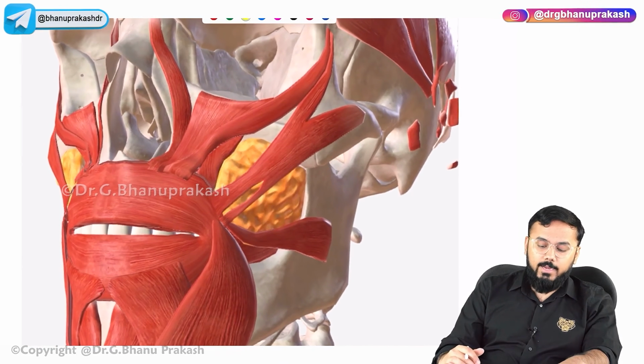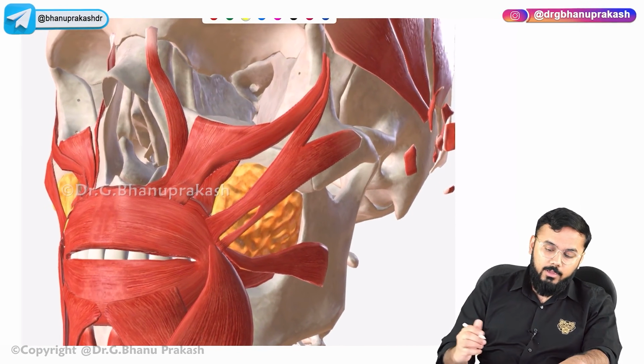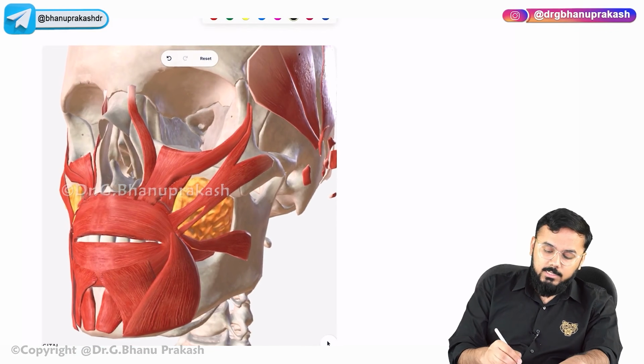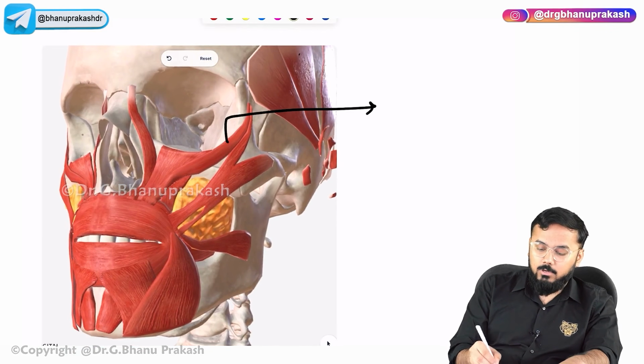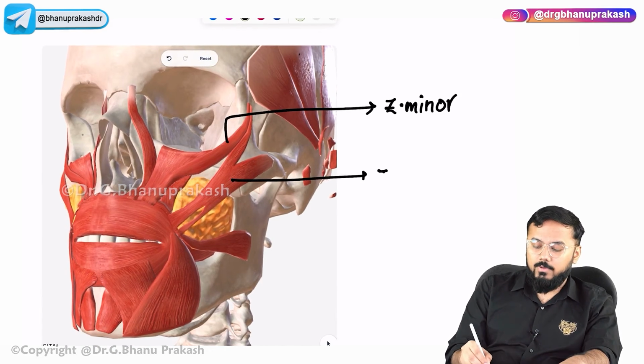If you look at this, what did I tell you? More laterally, you will have 2 more muscles, I told you. So what are those 2 more muscles? This particular muscle over here is called zygomaticus minor. And this muscle over here is called zygomaticus major.